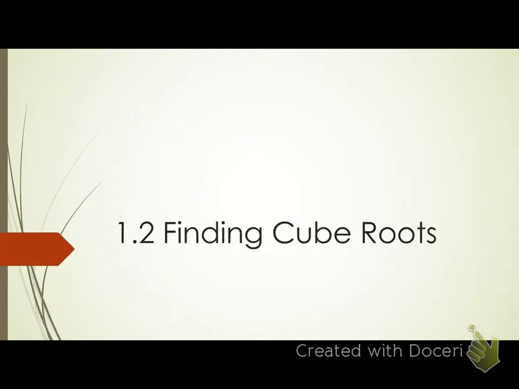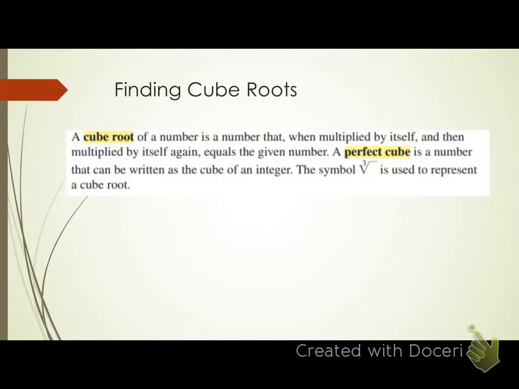So the next chapter and section of this unit is Chapter 1, Section 2, Finding Cube Roots. So that's what we're talking about today. It's a little different than square roots, and we'll get into that. A cube root of a number is a number that when multiplied by itself and then multiplied by itself again equals the given number. A perfect cube is a number that can be written as the cube of an integer.